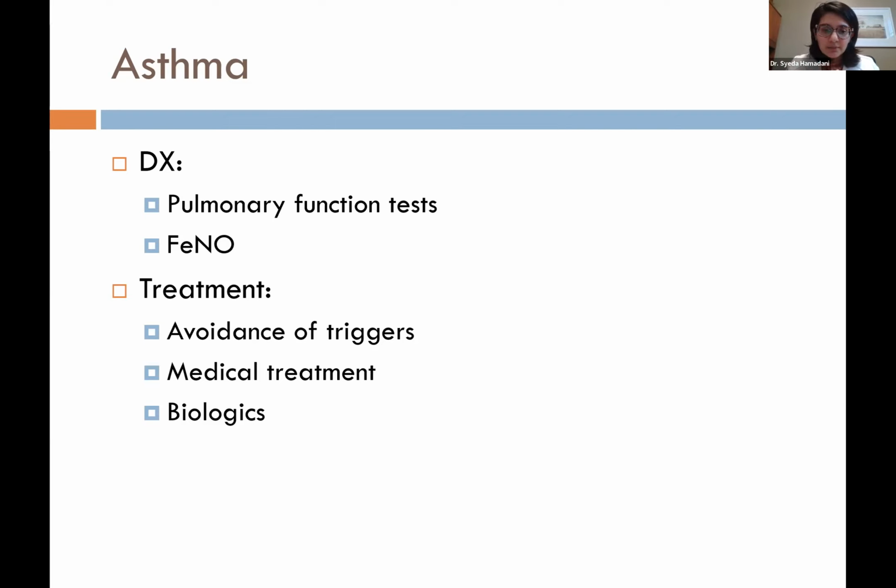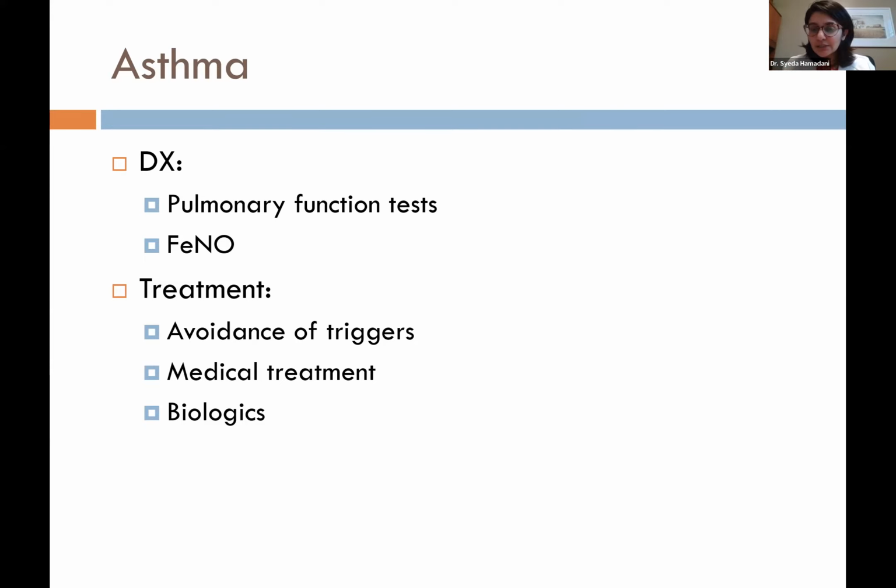In the different parameters that we're looking at, we can also do methacholine challenge tests in the office, which rules out asthma. If we're inclined to say that it may not be asthma, that's a really good test to rule it out.